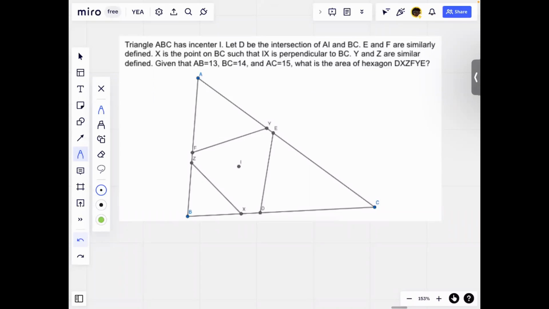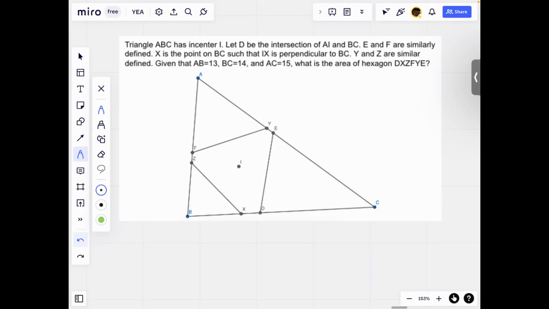So the problem says triangle ABC has incenter I. Let D be the intersection of AI and BC. E and F are similarly defined. X is the point on BC such that IX is perpendicular to BC. Y and Z are similarly defined.